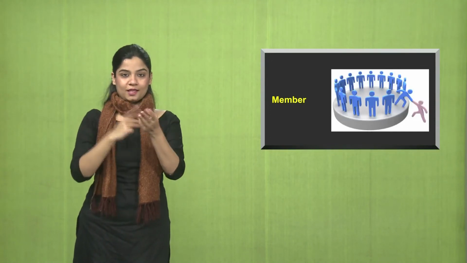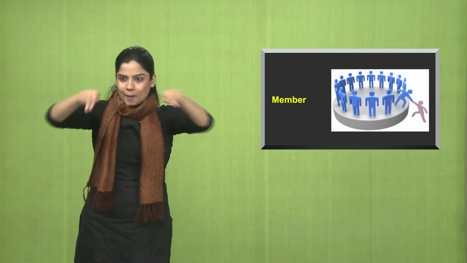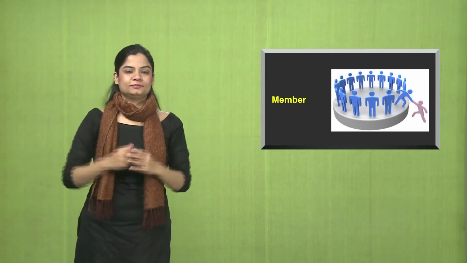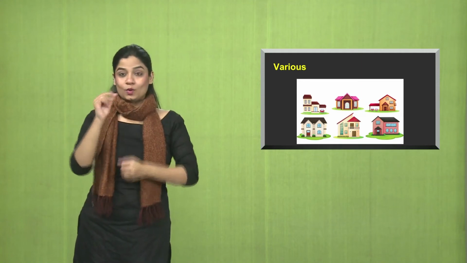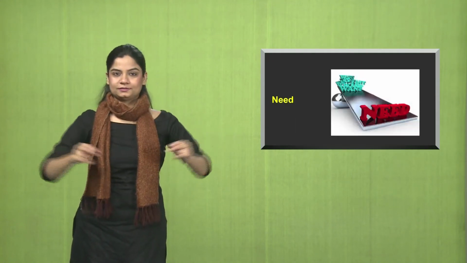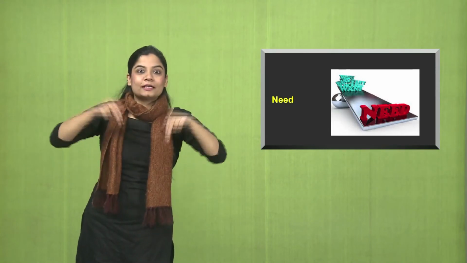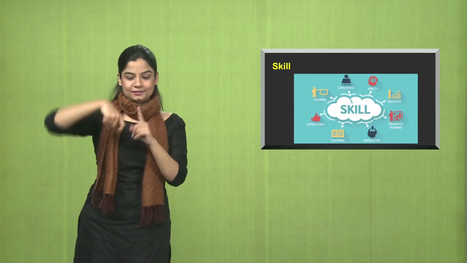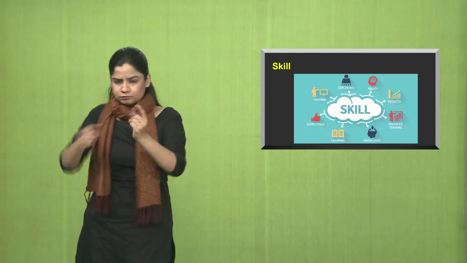Member, that's the sign, to be a part of something, be it friends, different organizations, etc. have members. Various, means of different kinds. Need, something that is absolutely necessary for living. We'll know more about it in this chapter. Skill, some quality that a person has, be it stitching or technician, IT, etc.